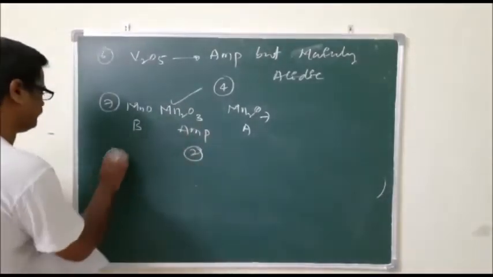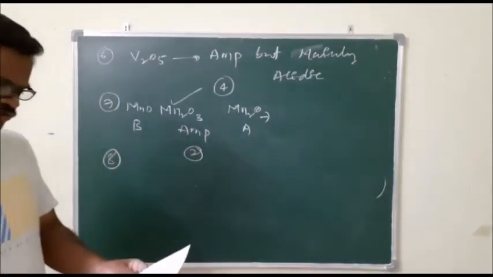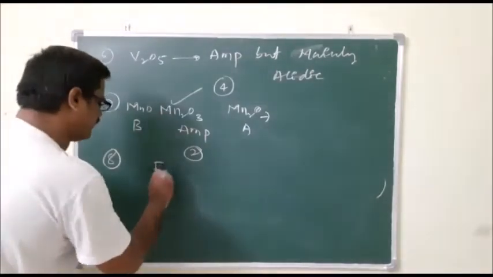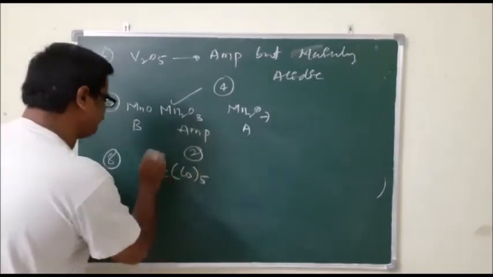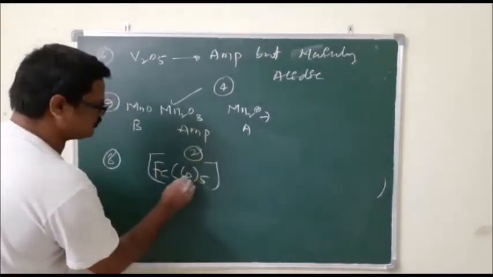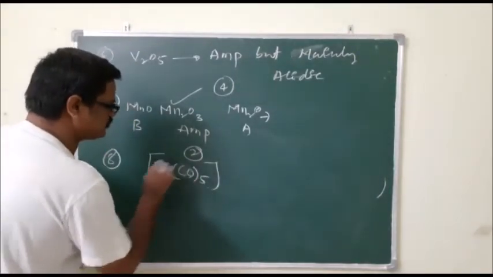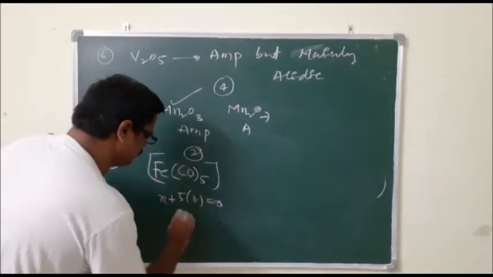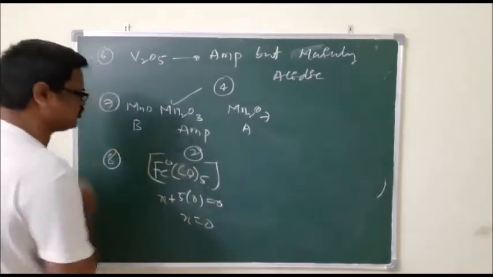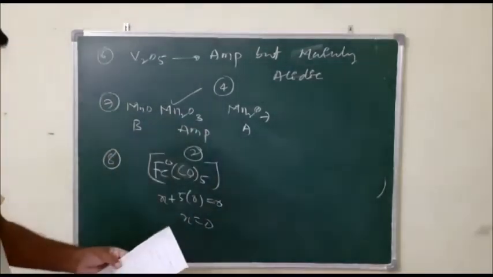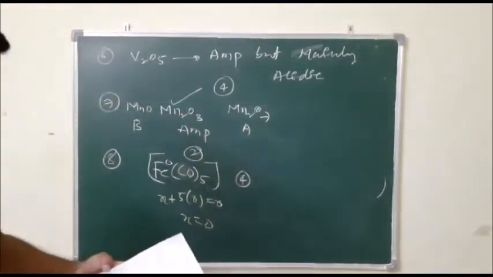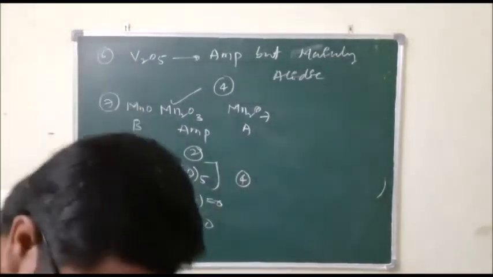Coming to question number 8, the oxidation state of iron in Fe(CO)5. Don't forget that Fe(CO)5 is given. We know that the oxidation state of carbonyl is 0. That means x plus 5 times 0 equals 0, so x equals 0. That means the oxidation state of iron is 0. Hence option 4 is correct.